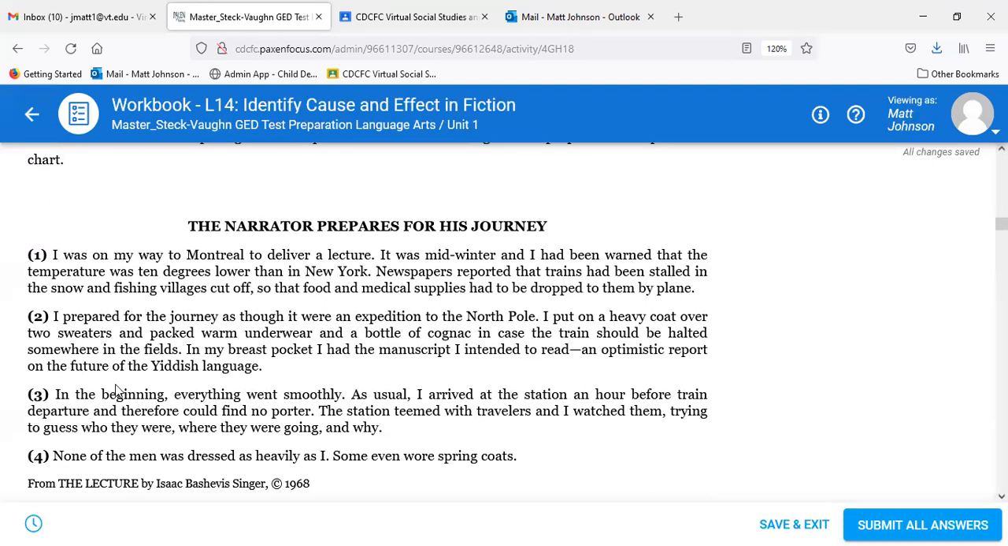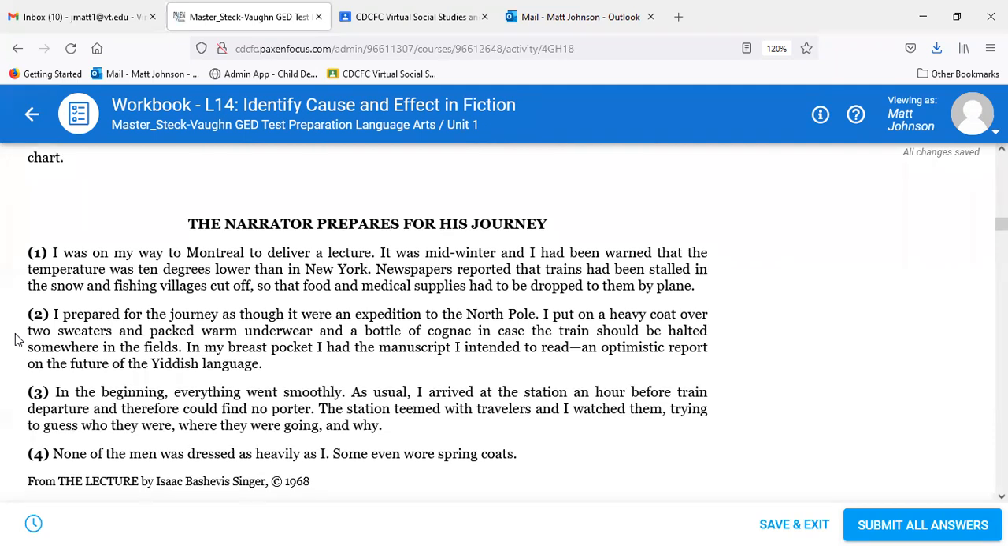In my breast pocket, I had the manuscript I intended to read, an optimistic report on the future of the Yiddish language. In the beginning, everything went smoothly. As usual, I arrived at the station an hour before train departure and therefore could find no porter. The station teemed with travelers, and I watched them trying to guess who they were, where they were going, and why. None of the men was dressed as heavily as I. Some even wore spring coats.